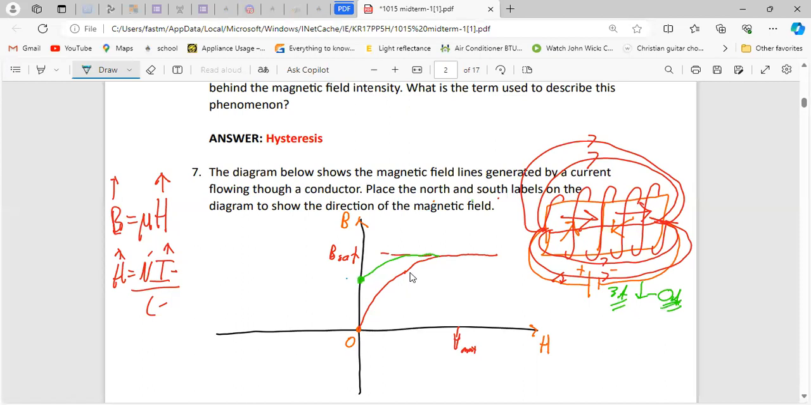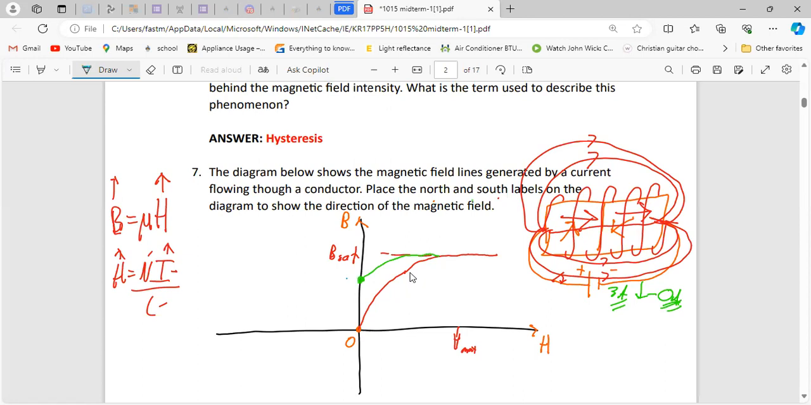It's like playing a game. You pass the building and you shoot, but the target is lagging behind. When you finish, it's still coming there. That's the lagging behind. So when H is 0, B is still there, retained.